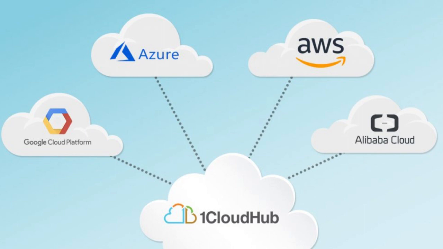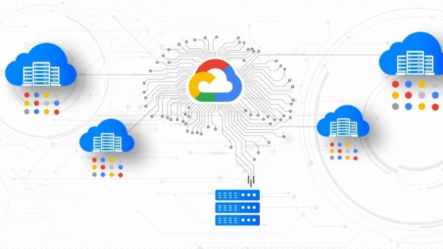Redundancy and reliability means distributing workloads across multiple cloud providers enhances redundancy and reliability, minimizing the impact of potential outages in a single provider. Optimizing cost means that by selecting the most cost-effective services from different providers, organizations can optimize cost and performance based on their unique requirements.